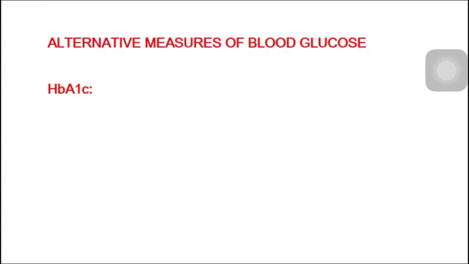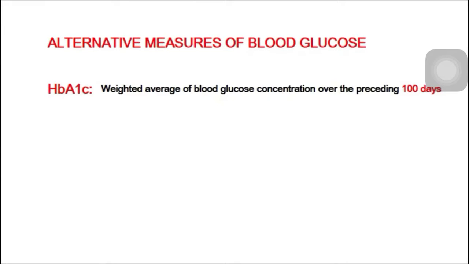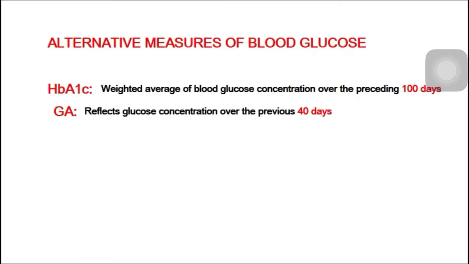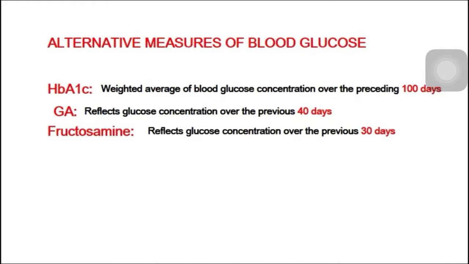Again, preceding weeks. Now, hemoglobin A1C, or glycosylated hemoglobin, reflects a weighted average of blood glucose concentration over the preceding 100 days. GA, or glycated albumin, reflects glucose concentration over the previous 40 days. And fructosamine, on the other hand, reflects glucose concentration over the previous 30 days.